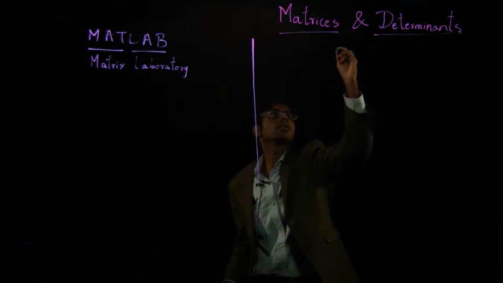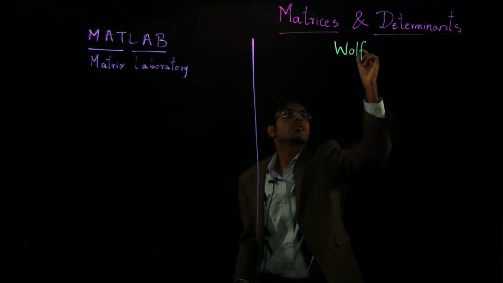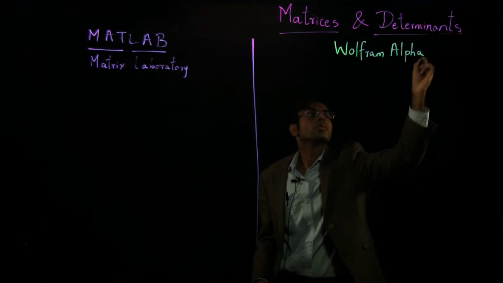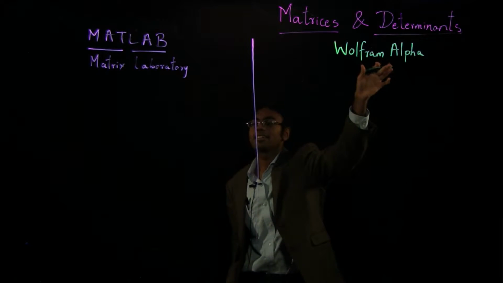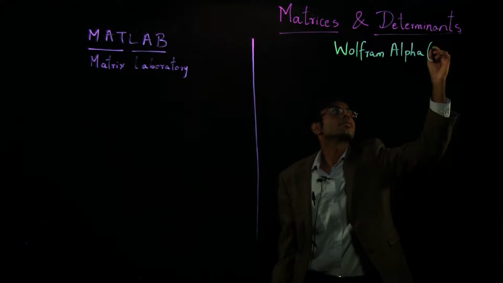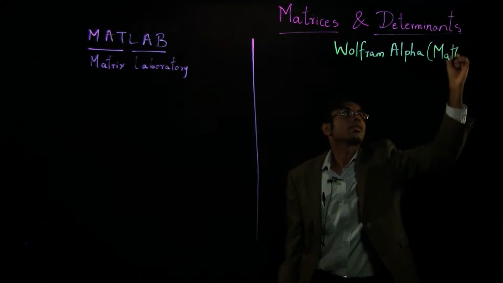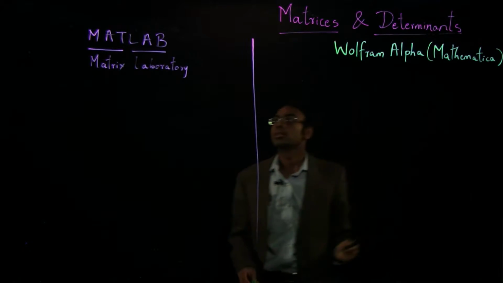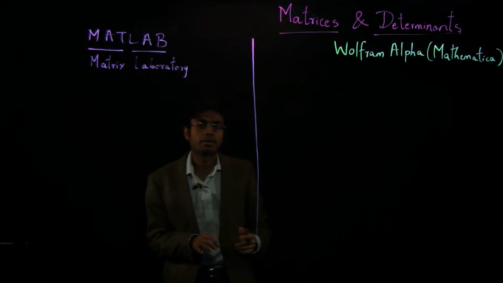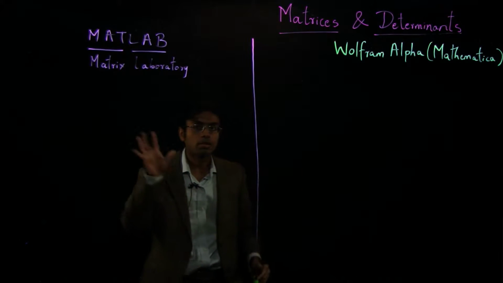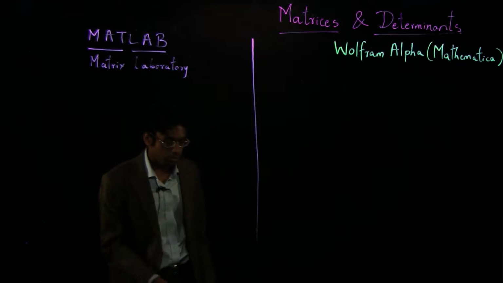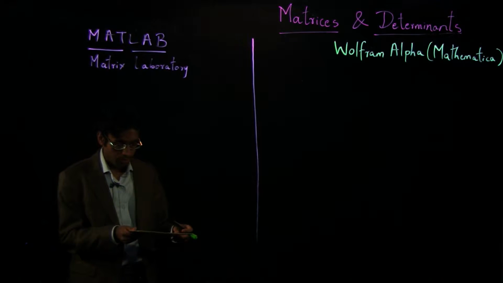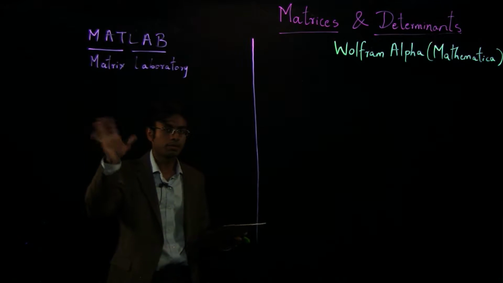On this side, I'll talk about a package called Wolfram Alpha. Now, Wolfram Alpha doesn't stand for anything, it's a name basically, but it's a derivative of a desktop package called Mathematica. Now, what's the similarity and difference between these packages? Well, to start off, both of these packages can be used to calculate values of determinants and matrices, and they have certain advantages and disadvantages.